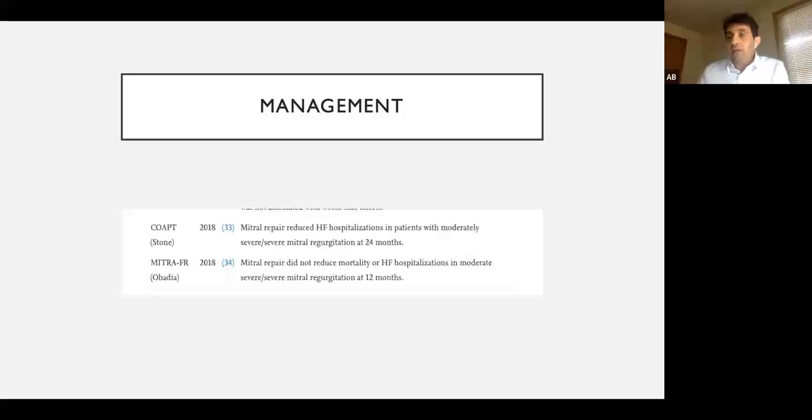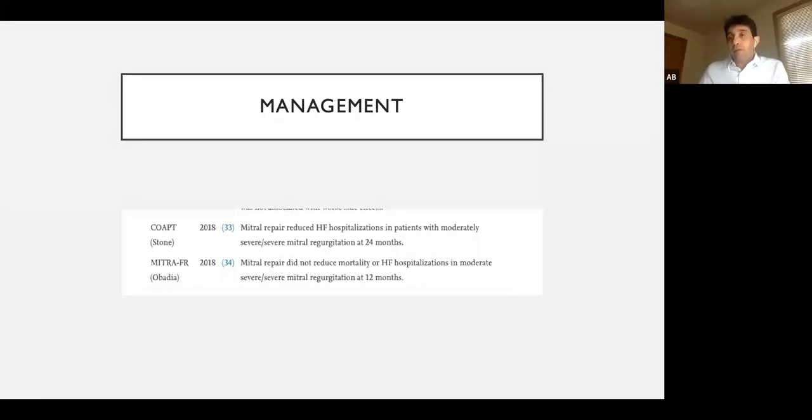And the COAPT trial is about mitral valve percutaneous procedures. Surprisingly, maybe not, but the number needed to treat to save one life with the MitraClip is 6 maybe or 7, which is impressively good, better than ACE inhibitor, better than beta blocker for somebody with heart failure and reduced ejection fraction.